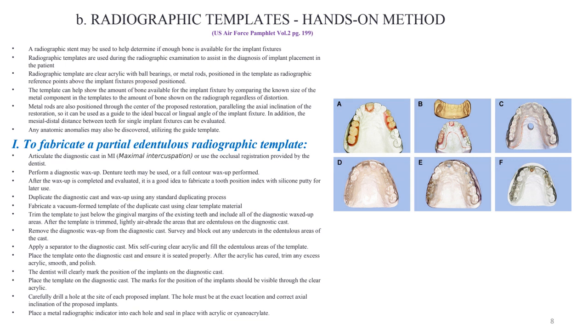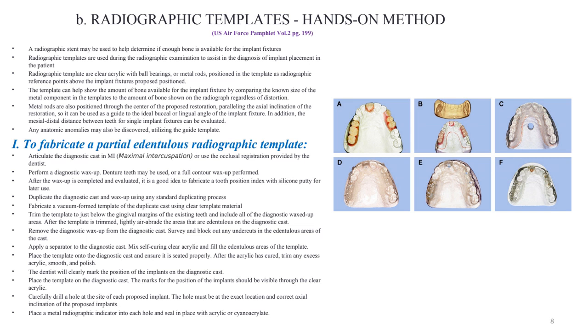Metal rods also can be positioned through the center of the proposed restoration. So instead of using those radiopaque materials, we can also use a metal wire inside the clear acrylic denture to indicate during the scanning where the implant could be placed.